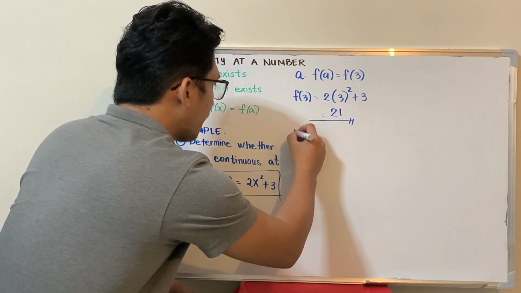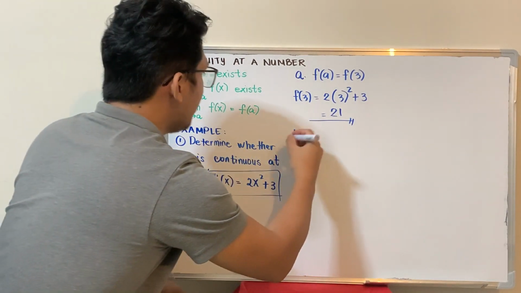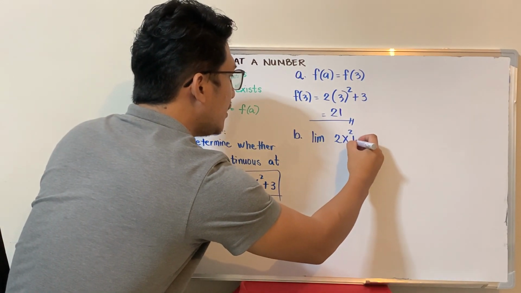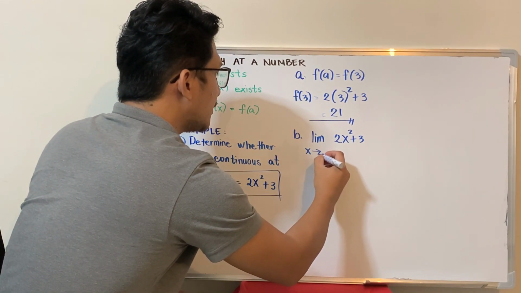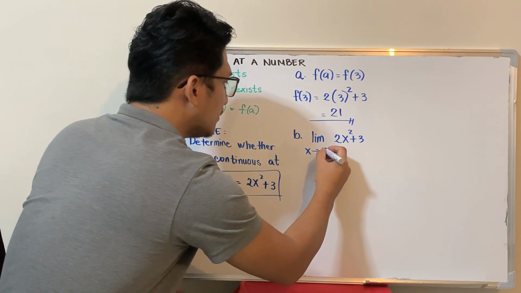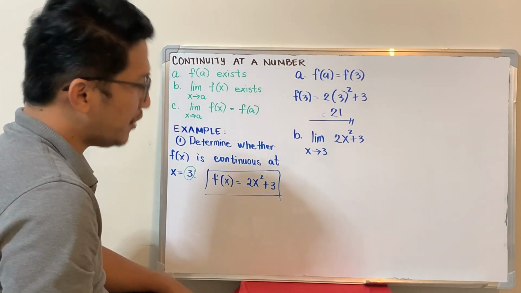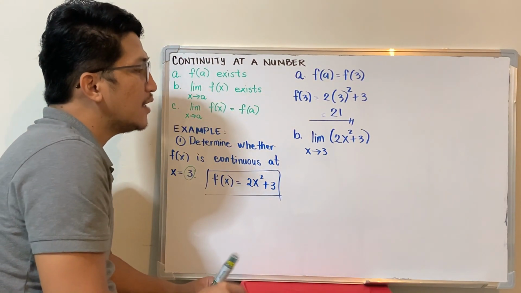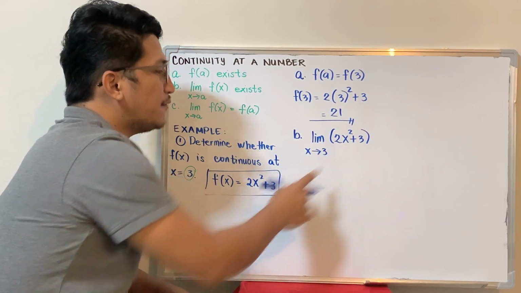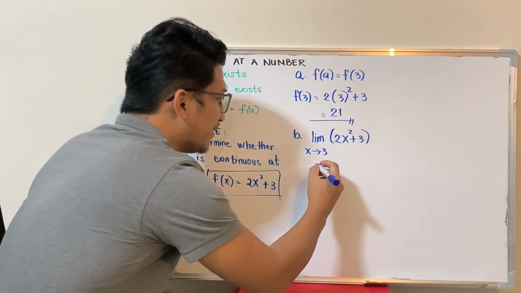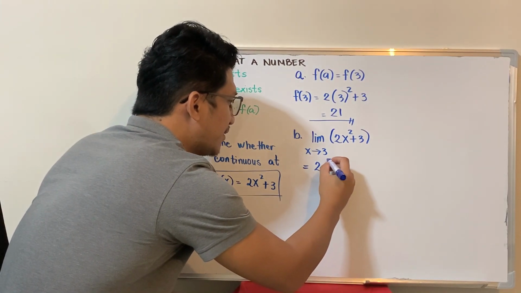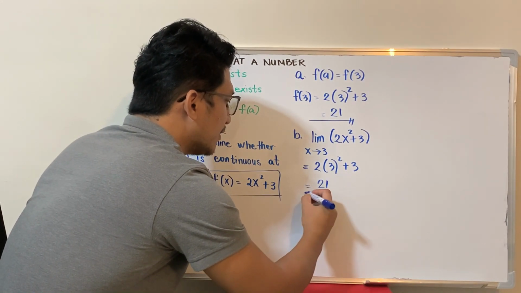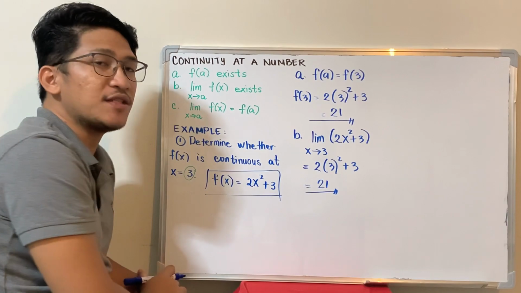Then letter b. We have to find the limit of the function. Find the limit of 2x squared plus 3 as x approaches a, which is 3. As you know, in limits, we can just substitute the value. One way of solving limits is to substitute the value into the function. If you do that, the result is the same. So this becomes 2 times 3 squared again. Just to be formal, we write the solution here. The result is 21 again. So in letter b, it is also satisfied.